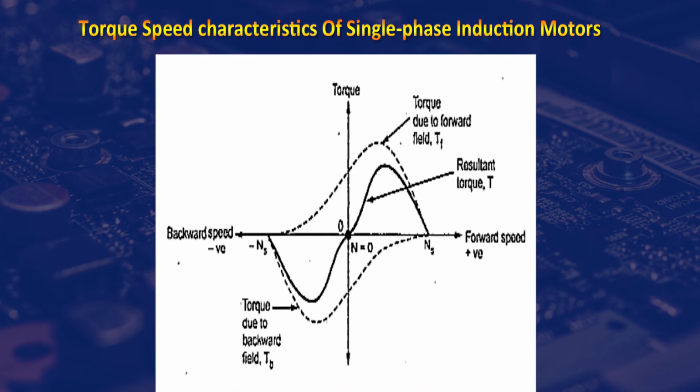You will see that the forward torque moves from N equal to 0 to N equal to Ns, or from slip 1 to 0, but your backward torque moves from slip 1 to slip 2, both in opposite directions. The curve of the resultant torque passes through 0 at a slip of unity, showing no starting torque, and the motor cannot start rotating independently.